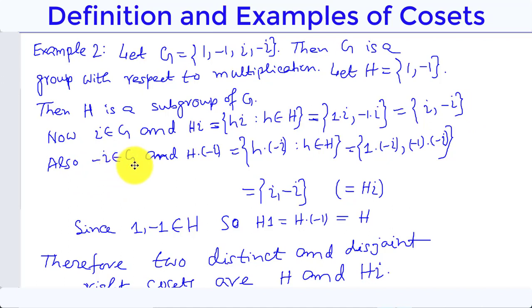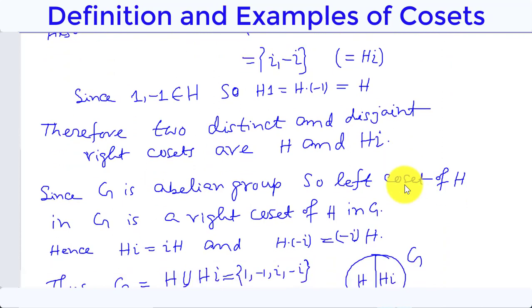Also minus i belongs to G, and the right coset of H generated by minus i is H into minus i, is equal to h into minus i, such that h belongs to H, is equal to 1 into minus i, comma minus 1 into minus i. This is {i, minus i}, which is also equal to Hi. Since 1 and minus 1 are elements of H, the right coset of H in 1, so H1 is equal to H into minus 1 is equal to H. Therefore, only two distinct and disjoint right cosets are H and Hi.